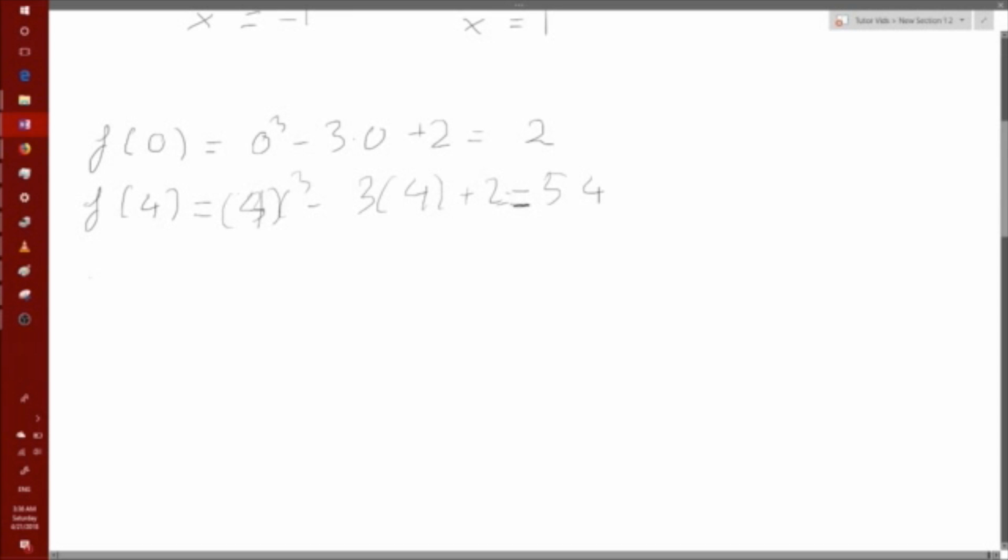Then we plug the two critical values in. So we start with f of 1 is equal to 1 cubed minus 3 times 1 plus 2 is equal to 0. Oh, I apologize. This is times 1.